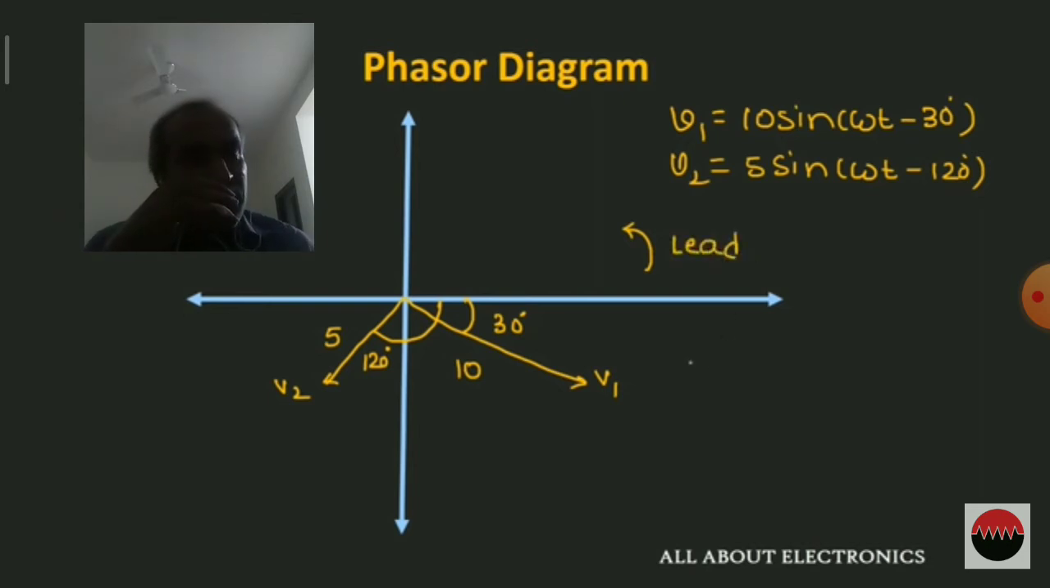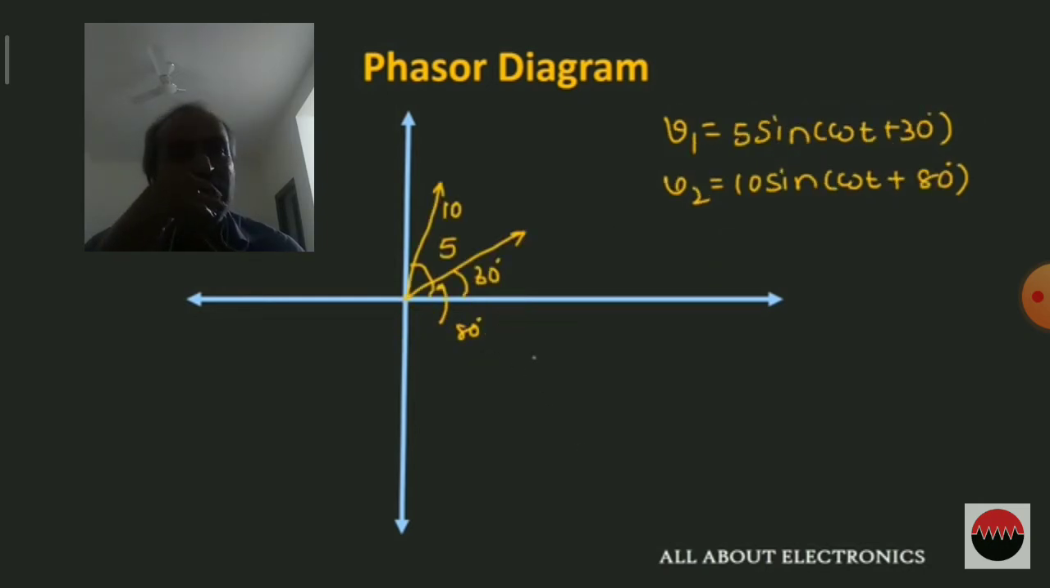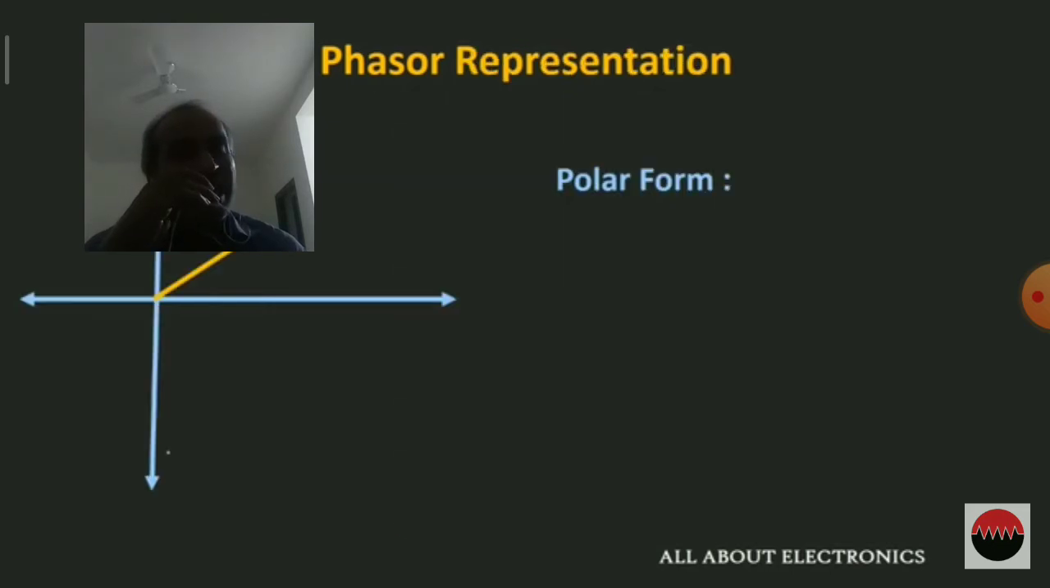In the previous case, both V1 and V2 were leading. In this case, V1 and V2 are lagging by 30 degrees and 120 degrees. So what is the phase difference between V1 and V2? That is 120 degrees minus 30 degrees equals 90 degrees. Similarly, in the previous leading case, the phase difference between V1 and V2 equals 80 degrees minus 30 degrees equals 50 degrees. So this is the phase difference between two vectors in the leading case.